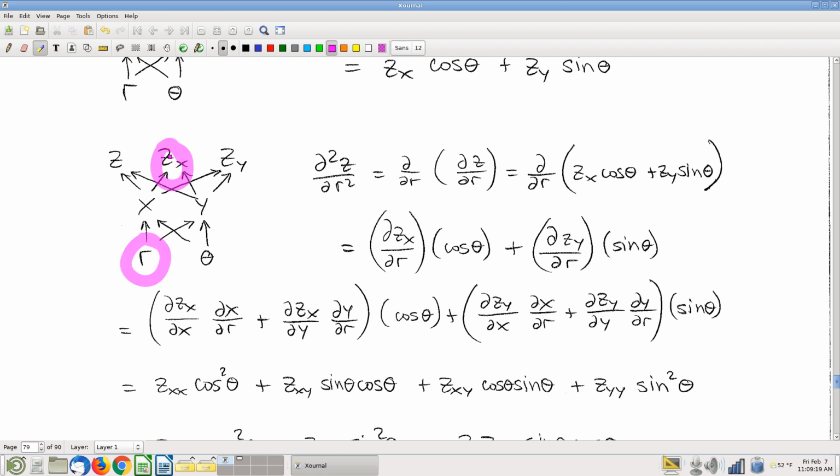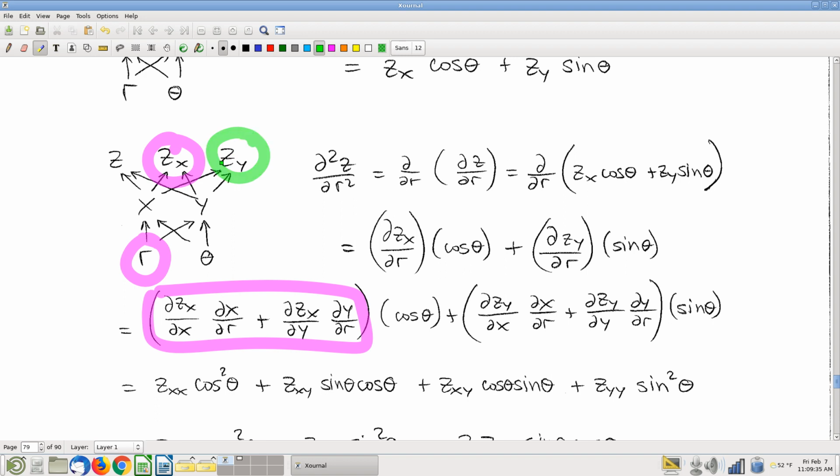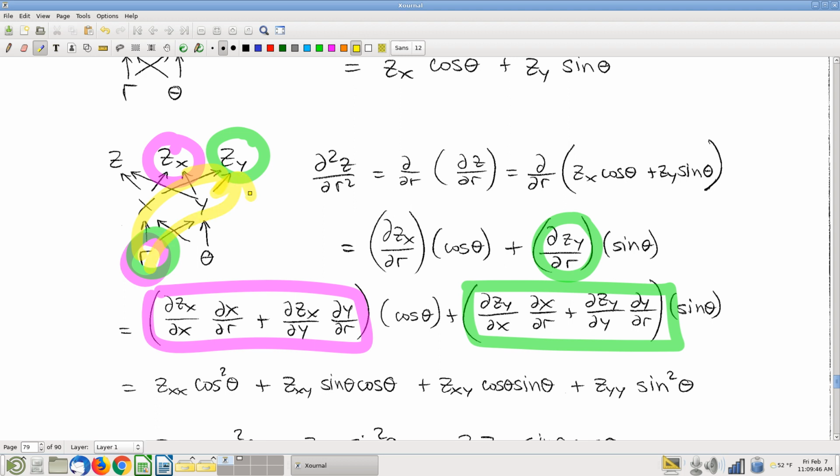The partial of Z_X with respect to R is there. The partial of Z_Y with respect to R, that shows up over there, is then likewise just this. Again, two paths, two terms, and then off you go.